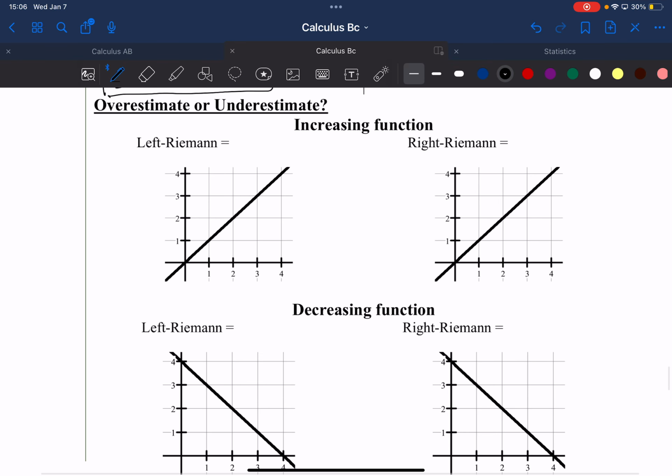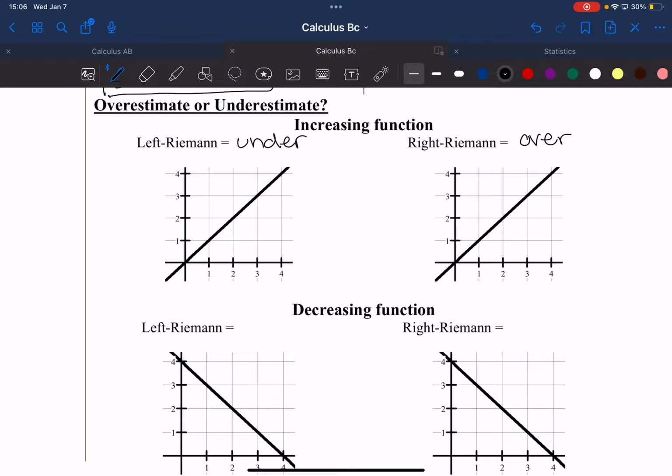Okay, so now we're going to talk about how do we know if it's an overestimate or an underestimate. So if we have a function that is increasing, if we're looking at a left Riemann sum, then that is going to be an underestimate. And then a right Riemann sum will be an overestimate. Okay. And again, this is for an increasing function.